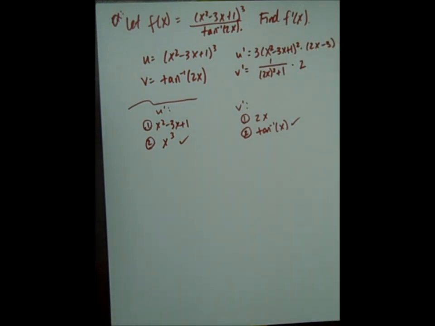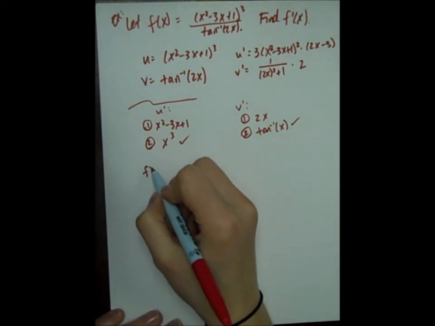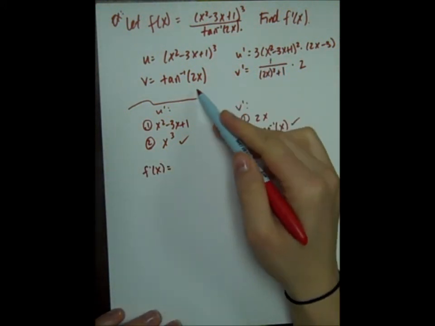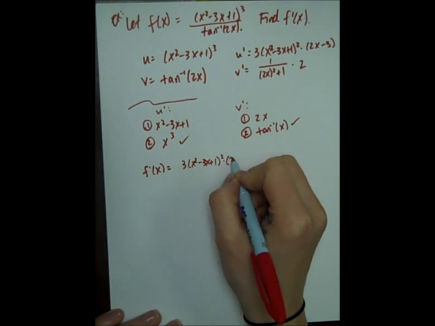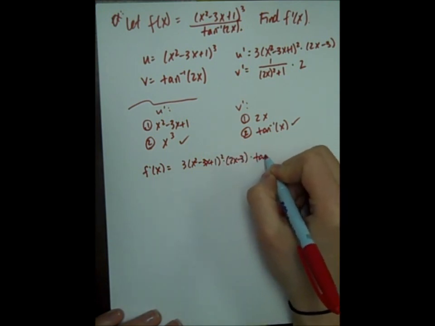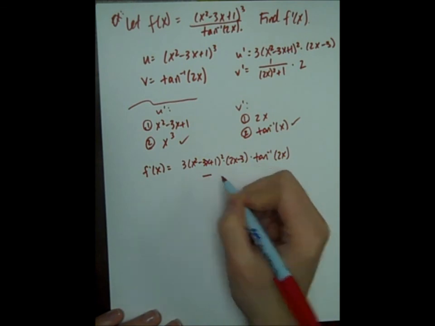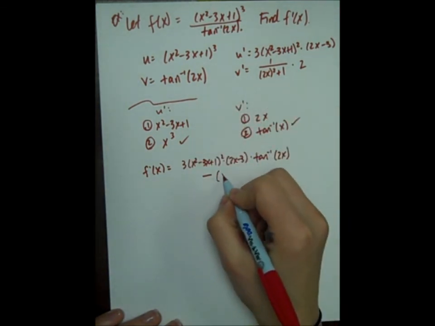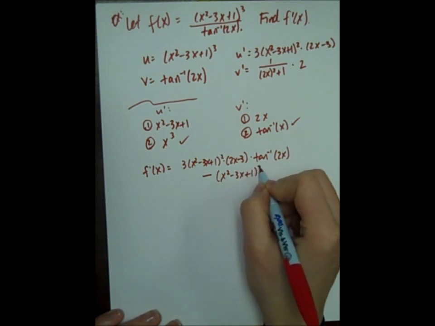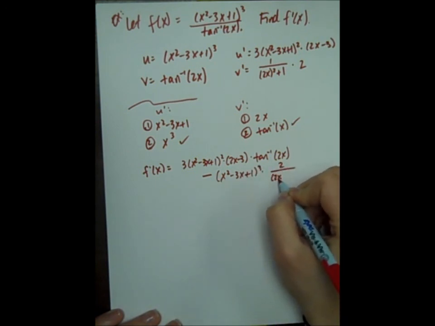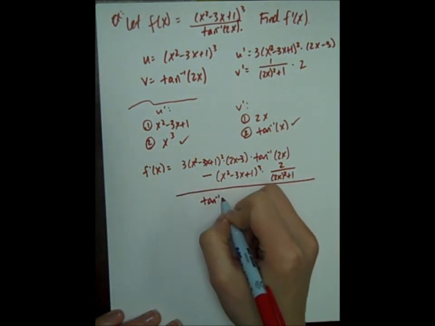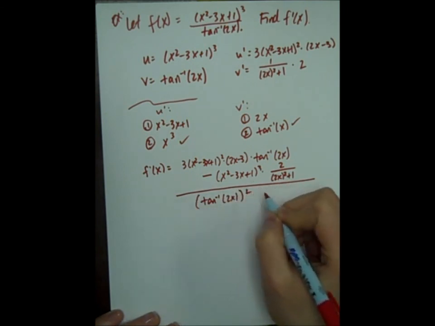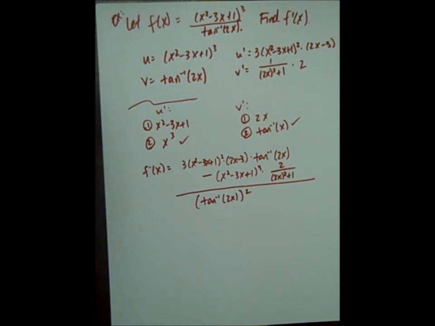Now I found my u, v, u prime, and v prime. I just plug it into my quotient rule. So f prime of x is going to be u prime v, so that's 3 times x squared minus 3x plus 1 squared times 2x minus 3 times tan inverse of 2x, minus u v prime, so x squared minus 3x plus 1 cubed times 2 over 2x squared plus 1, then all divided by v squared, so tan inverse of 2x squared.